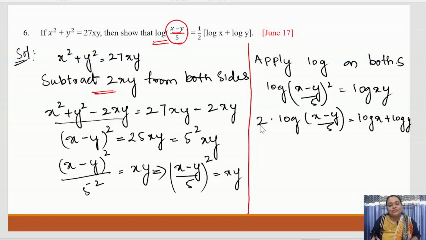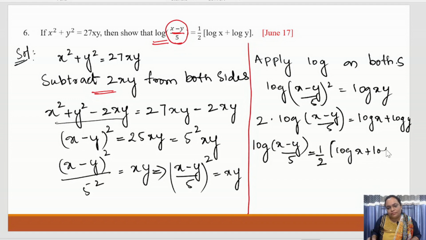Now we will send this 2 to RHS. So see here in the question, we only need log of (x − y)/5 in the LHS, right? So we will just keep log of (x − y)/5 in the LHS and send this 2 to RHS, which becomes 1/2 of (log x + log y). Okay, so this is what we need to prove. So therefore proved. Clear?